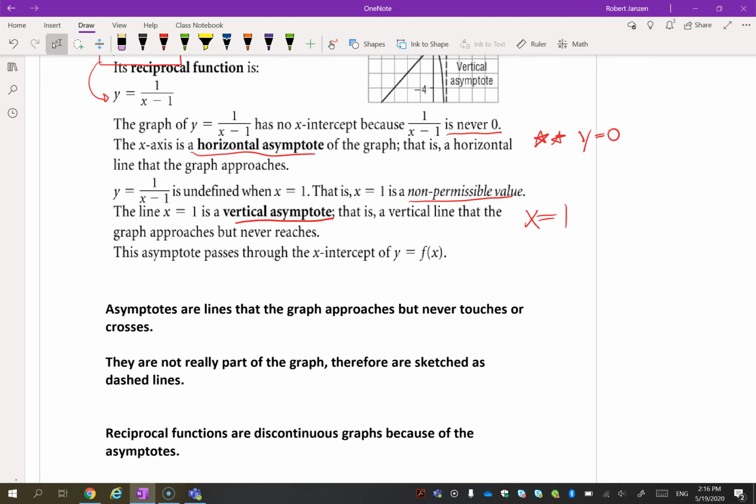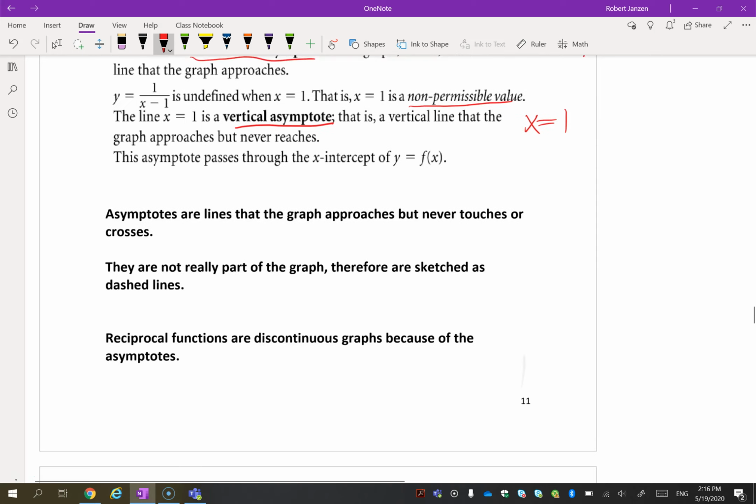Okay, asymptotes are lines that the graph approaches but never touches. By the way, on Desmos, you can't see them. They don't put asymptotes in. They're not part of the graph. We put them on the graph just so you can see what's going on, but they are not really part of the graph. That's why we use dashed lines.